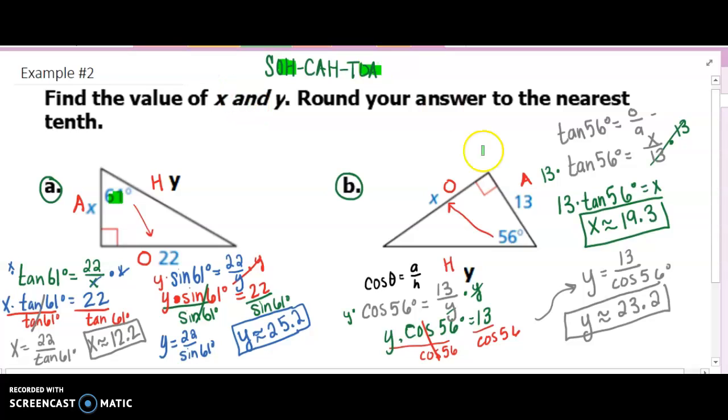All right, on B, to solve for x, x is my opposite, I know my adjacent, so tangent is opposite and adjacent together. So tangent of 56 equals x over 13. You solve for x, you get roughly 19.3. And then for my y, notice my y is my hypotenuse, and I have my adjacent, so my cosine pairs adjacent and hypotenuse together. So I have cosine of 56 degrees equals 13 over y. Go through and solve for y, I get roughly 23.2.